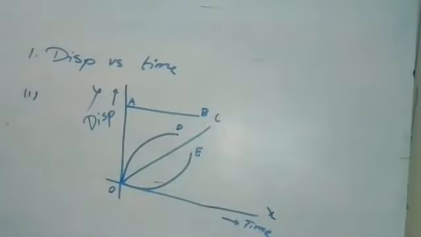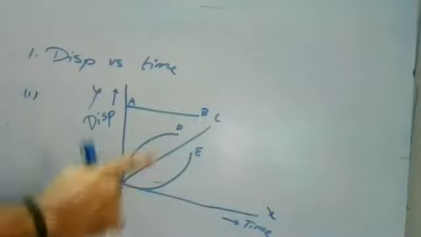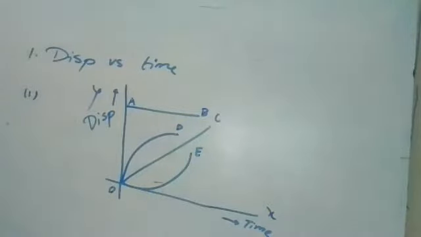First point: if the graph is a straight line parallel to the time axis, shown by the line AB, it means that the body is at rest.